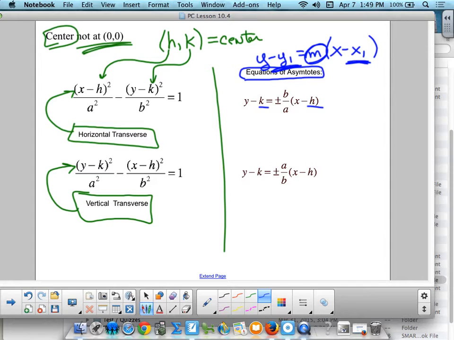Remember your line went through a point? What point did your line go through? It always goes through the center. So use HK. But don't memorize these formulas. Please do not memorize them. Just understand them. They're basically point slope form. That's all it is. All right.